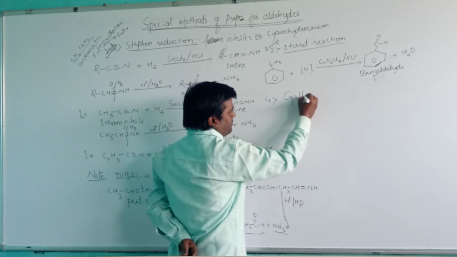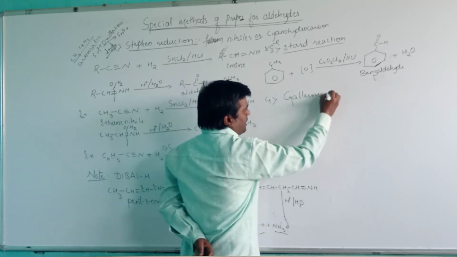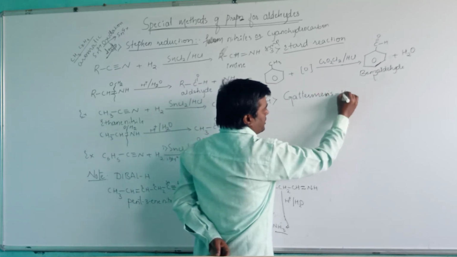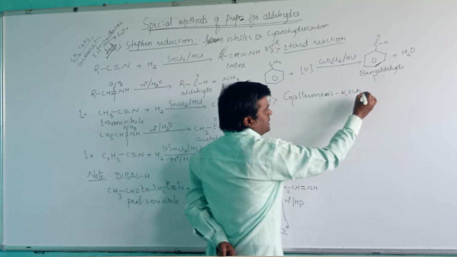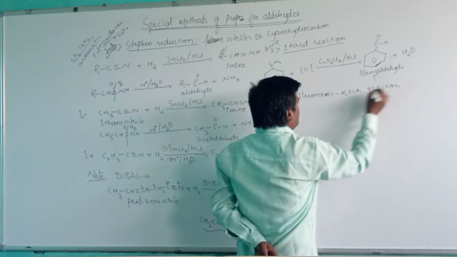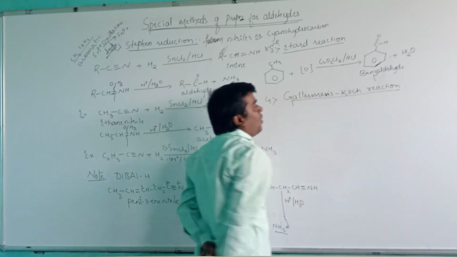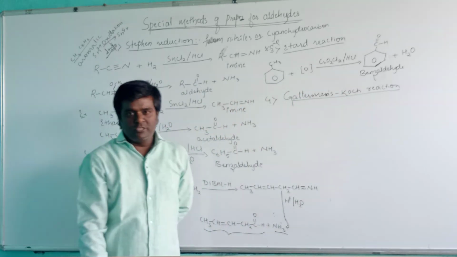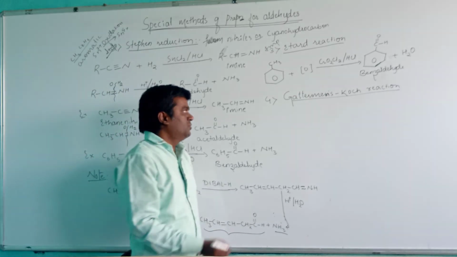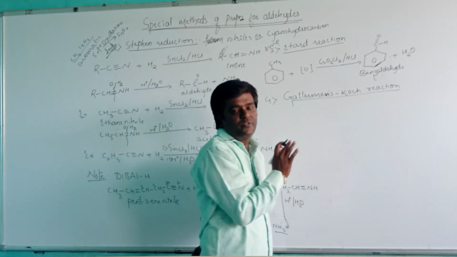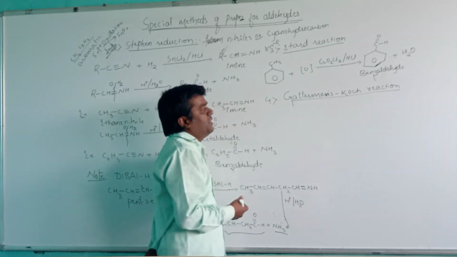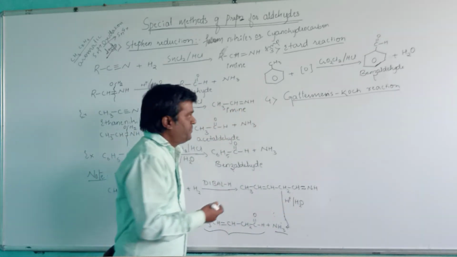Gattermann-Koch reaction. This Gattermann-Koch reaction is also known as a formylation reaction, because the addition of a formyl group will take place. Therefore, the reaction is also known as a formylation reaction. And let us see how the formylation will take place.